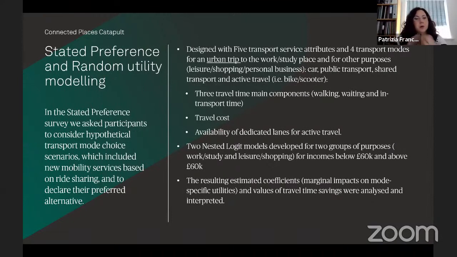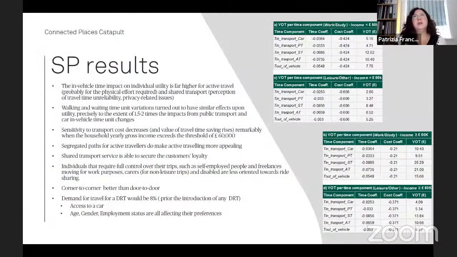So these two behavioral models were also created for the purpose of working and study, so when your time is less flexible, and then for leisure and shopping, and for incomes below 60K and above 60K, because as Steve also found out during the surveys, people with a higher income tend to be more flexible, but that depends on their purpose of travel. So they're quite open to use shared mobility, but not when they've got tight timescales to respect under a working schedule. From the results of the two nested logit models, we had values of time tailored for shared mobility and the other public transport modes.